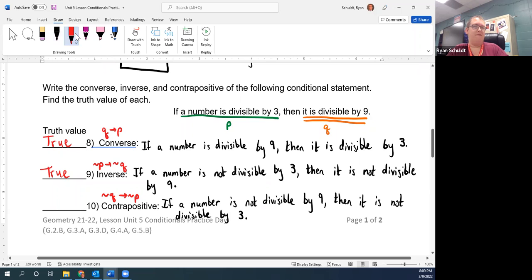Okay, what do we think of this one? If it's not divisible by 9, then it's not divisible by 3. That one would be false. You're like, but how? How is it false? Well, think of 12. 12 divided by 9 is not a whole number. That's like 1.33 repeating. But 12 divided by 3 equals 4. So it's not divisible by 9, but it is divisible by 3.